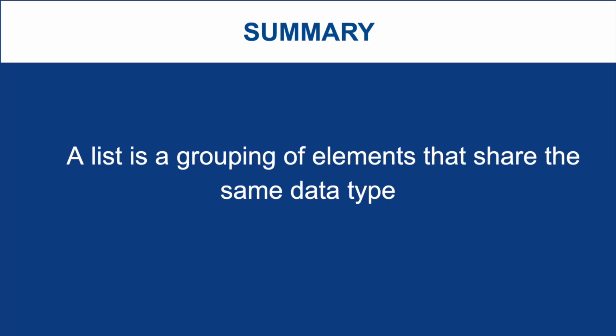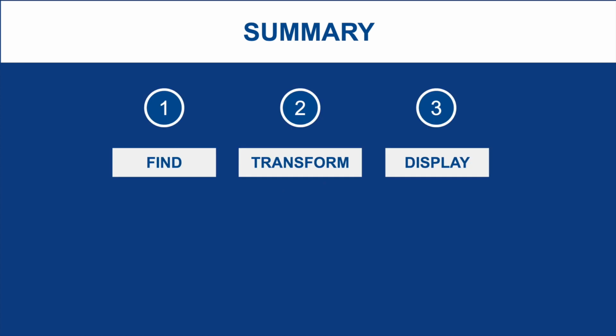So first of all, really good job with those exercises. That was not easy. Now we are going to summarize what we have gone through so far in this lesson. So a list, what is a list? A list is a grouping of elements that share the same data type. So there are three main applications of lists that we went through today.